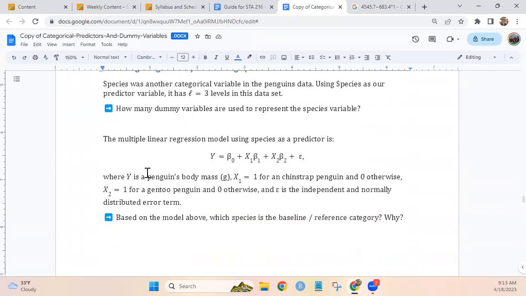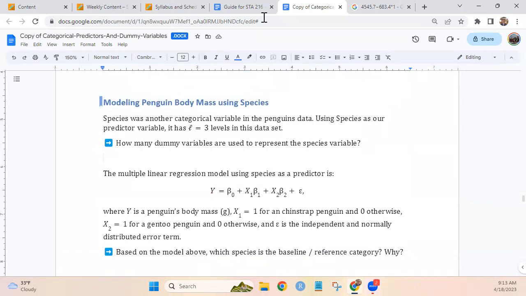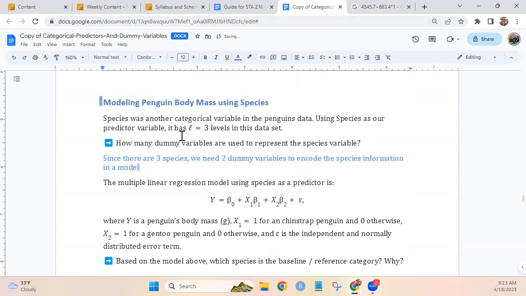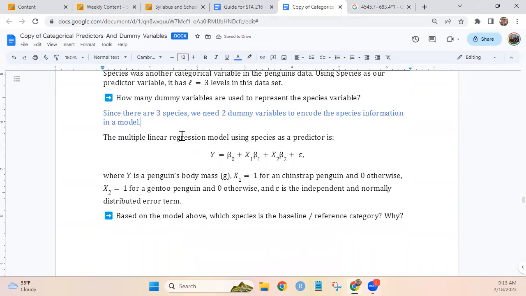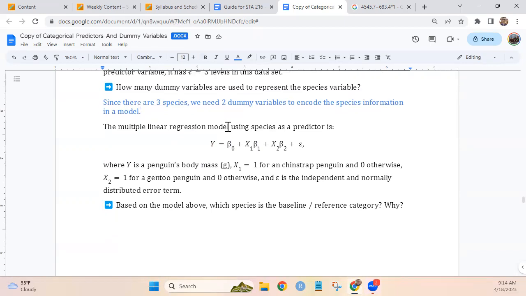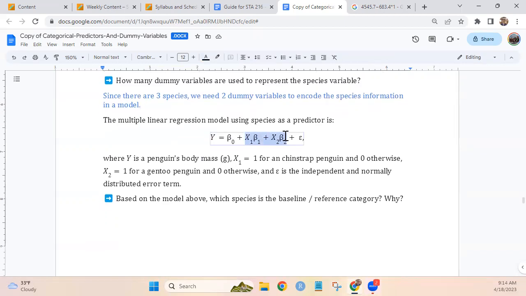we would need, how many dummy variables would we need to encode that information? 2, yeah. So since there are 3 species, we need 2 dummy variables to encode the species information in a model. So using just species, it's only 1 variable, but now to use it in a model, that results in 2 predictors. Okay, 2 dummy variables.